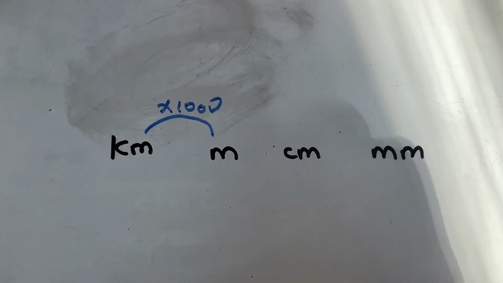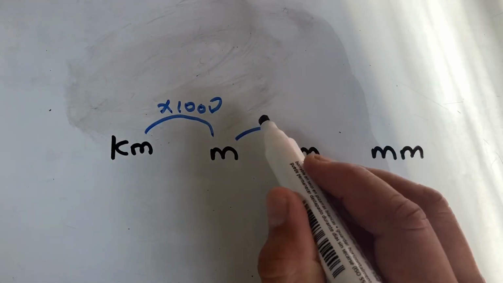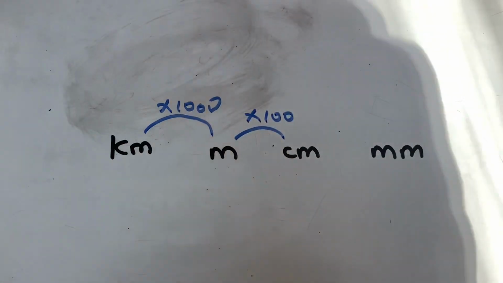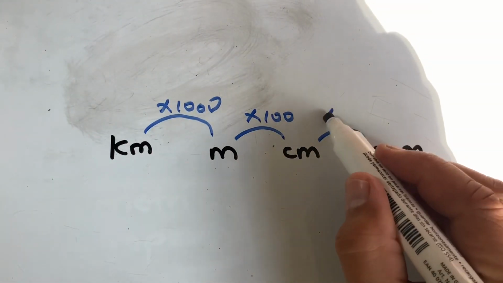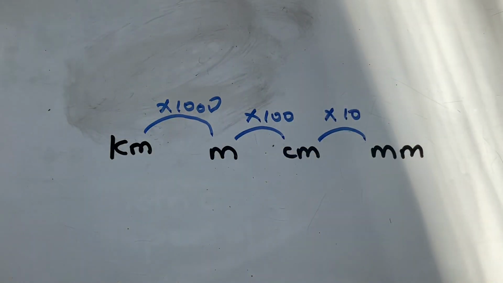If you want to convert a meter to centimeter, you now multiply by 100. And the last one, if you want to convert a centimeter to millimeter, you multiply by 10. So it's very simple. First 1,000, 100, and 10. You can remember that.